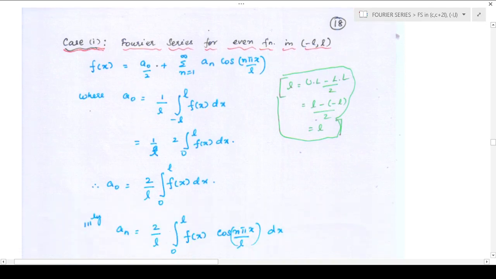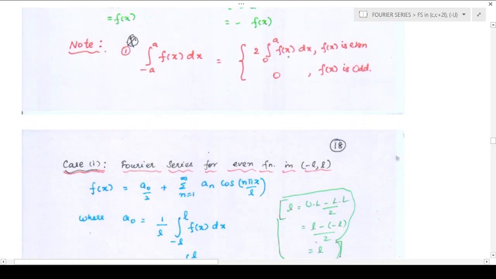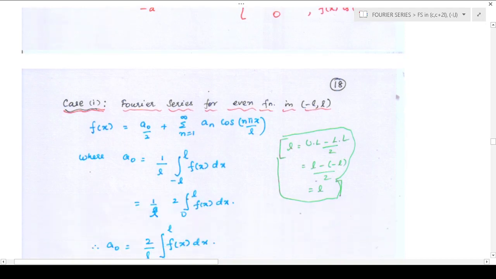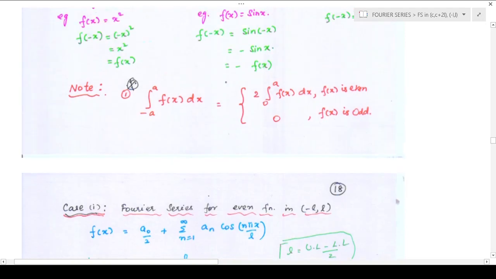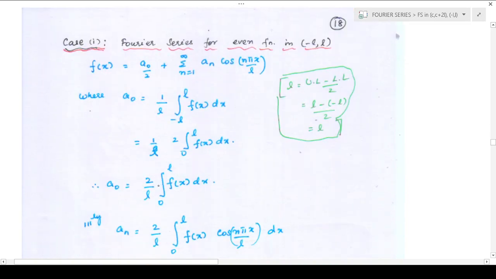Okay, now I told you your bn is 0 here, right? It is f of x equal to a0 by 2 plus summation n equal to 1 to infinity an cos n pi x by L. What is a0? It is 1 by L, integral minus L to plus L f of x dx. But f of x is an even function. If it is even, by this property, it can be written as twice 0 to L, because f of x is even, children. So a naught is 2 by L into integral 0 to L f of x dx.